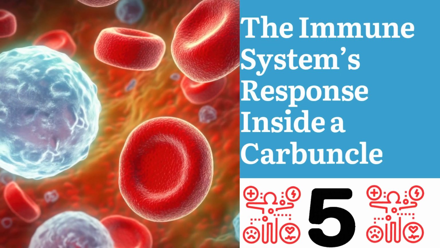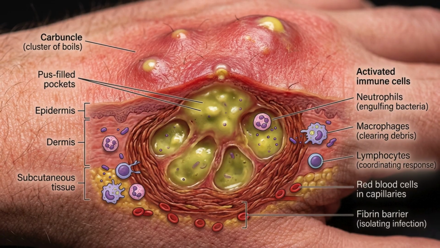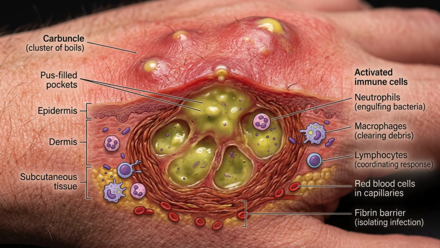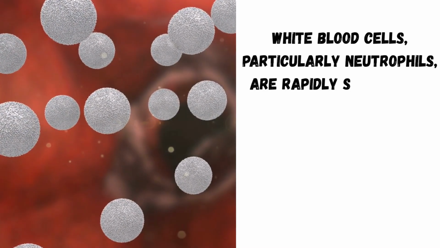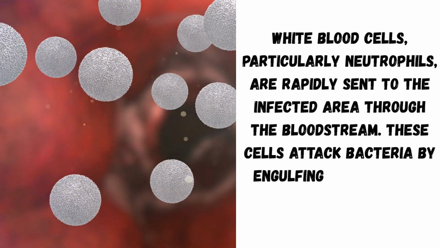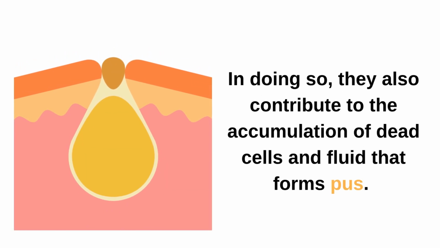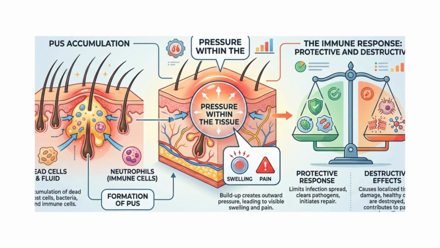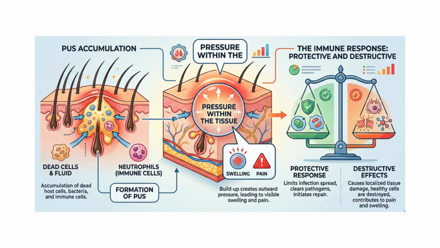Number 5, the immune system's response inside a carbuncle. When a carbuncle forms, the immune system activates a complex defensive response designed to isolate and eliminate the bacterial infection. White blood cells, particularly neutrophils, are rapidly sent to the infected area through the bloodstream. These cells attack bacteria by engulfing and breaking them down. But in doing so, they also contribute to the accumulation of dead cells and fluid that forms pus. This buildup creates pressure within the tissue, which contributes to the swelling and pain associated with carbuncles.